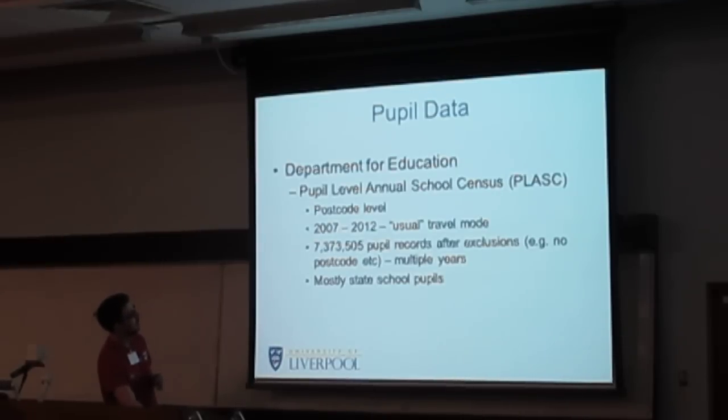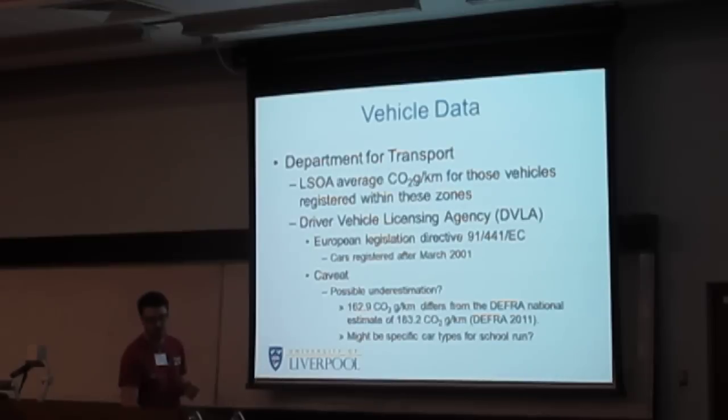Education data: 7 million pupil records, and that's all the school years, so nursery through to A-levels. It's mainly state school pupils. You get occasional independent schools in there if at some point in their educational career they've been to a state school. And from that, you get the postcodes of where the pupil lives, and the Department of Education kind of gave me that. You know which school they went to, so you can get the postcode of where the school is as well. So you've got your origin and destination locations.